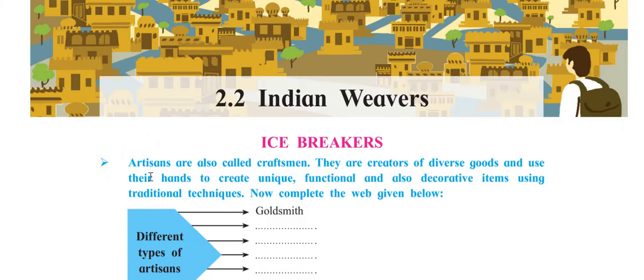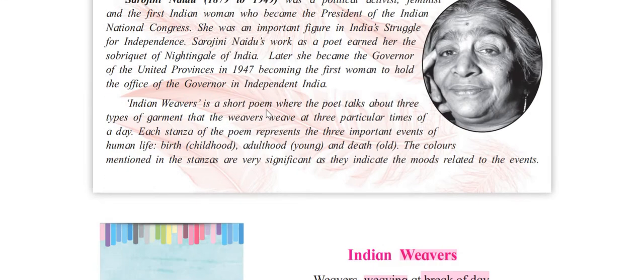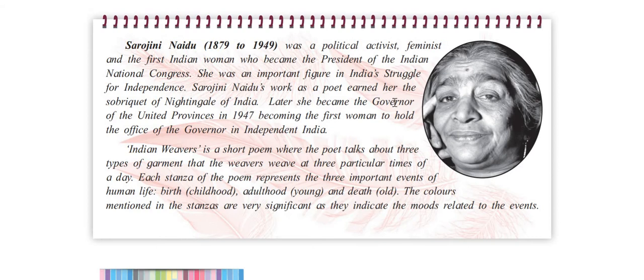So, today we'll study the second poem 2.2 Indian Weavers, which is written by Sarojini Naidu. Sarojini Naidu was an Indian freedom fighter and she was a poet also. Most of her poems were about patriotism and the Indian freedom struggle, but this one is a little different. This poem is different from patriotism because it indicates the life cycle or the philosophy of life.